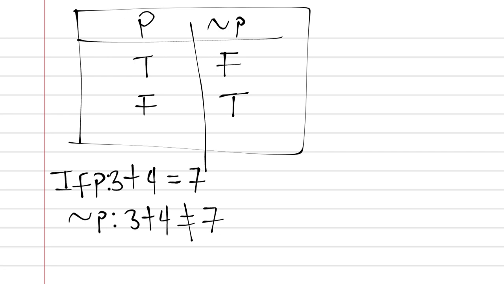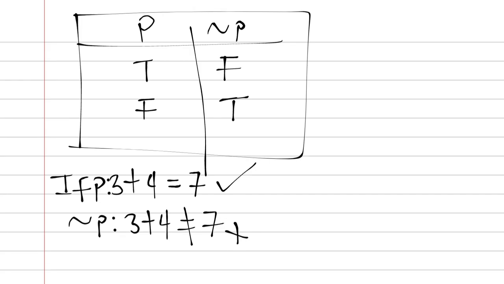And you know that this one here is the true statement, and this is the false one, because 3 plus 4 is 7. Do you understand now? So that is what this means.